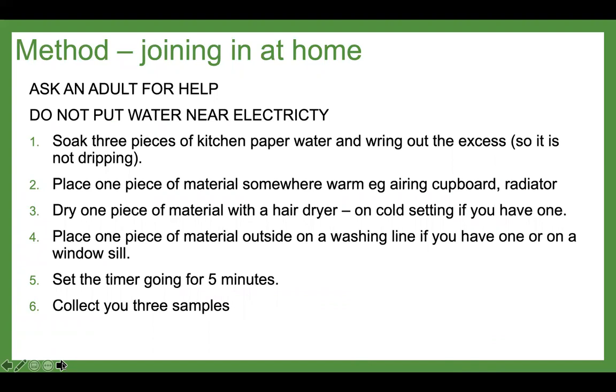First, soak 3 pieces of kitchen paper in water and wring out the excess so it is not dripping. 2, place 1 piece of material somewhere warm, like an airing cupboard or radiator. 3, dry 1 piece of material with a hairdryer on cold setting if you have one. 4, place 1 piece of material outside on a washing line if you have one, or on a windowsill. 5, set the timer going for 5 minutes. And 6, collect your 3 samples.